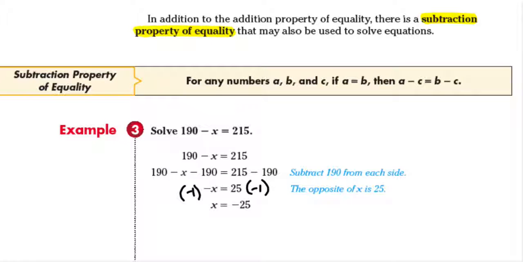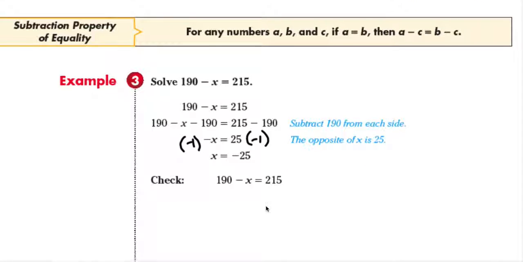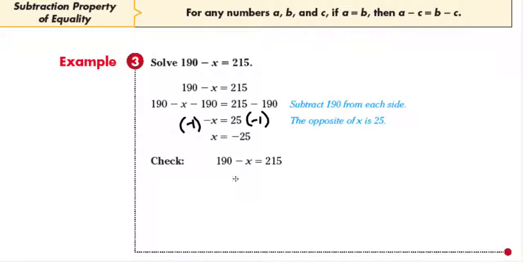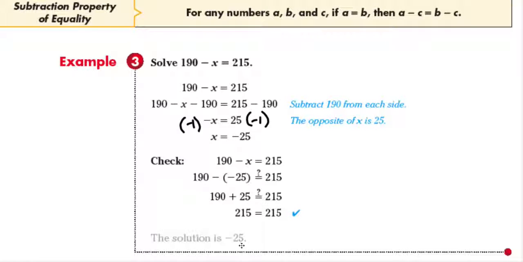This is a property that we will study further in the next lesson. Okay, so the solution for this one would be negative 25, and in checking our answer, we simply substitute the value of negative 25 to our x. So this becomes 190 minus negative 25. Is it equal to 215? Most definitely it is. So the solution is negative 25.